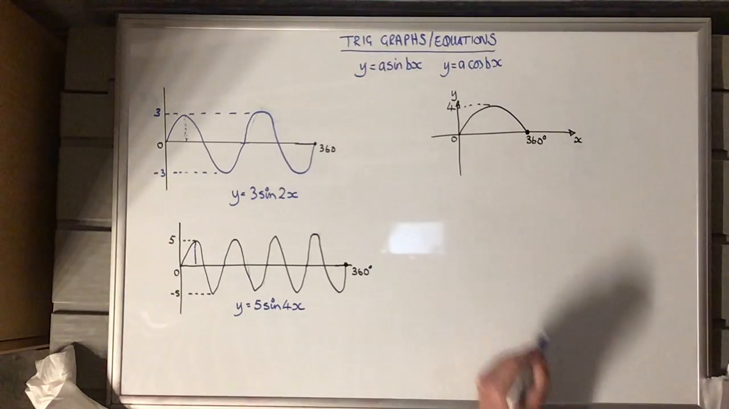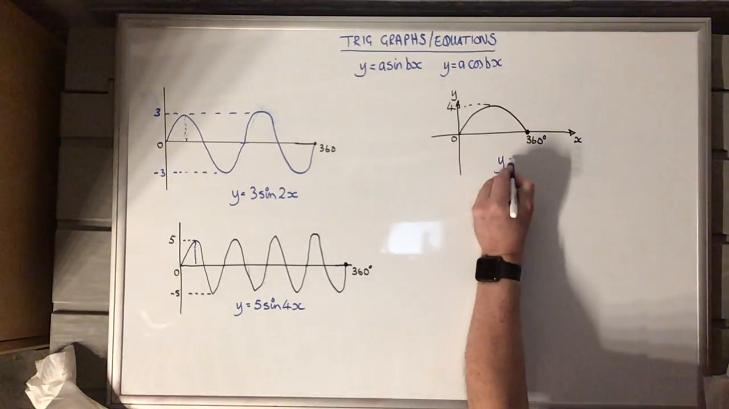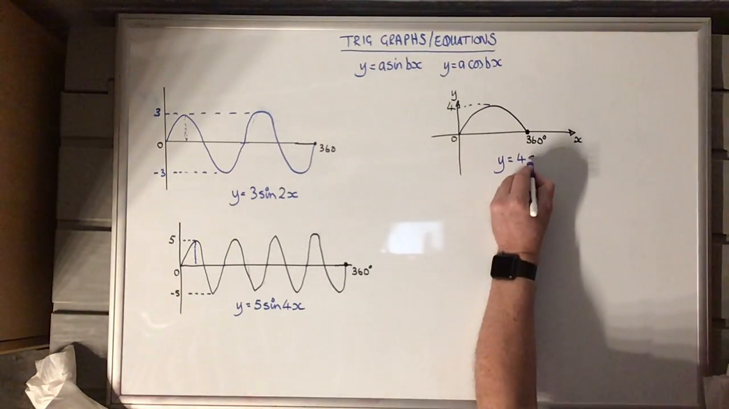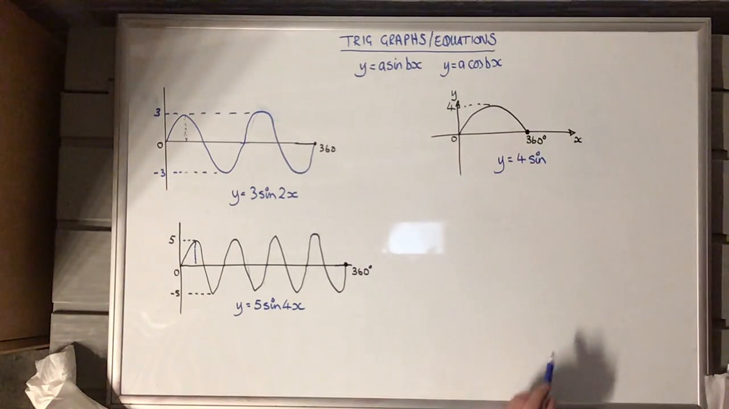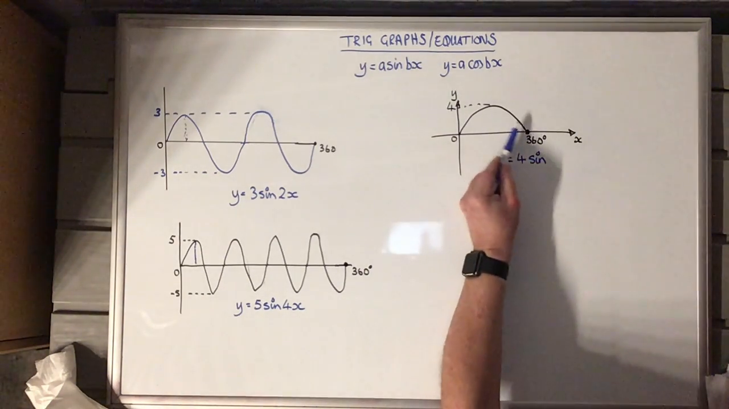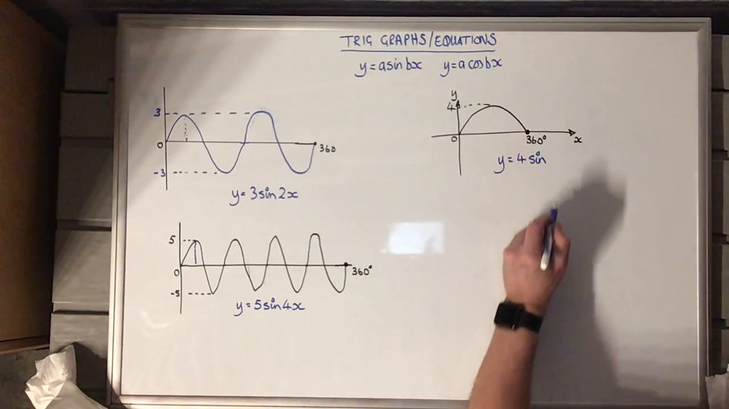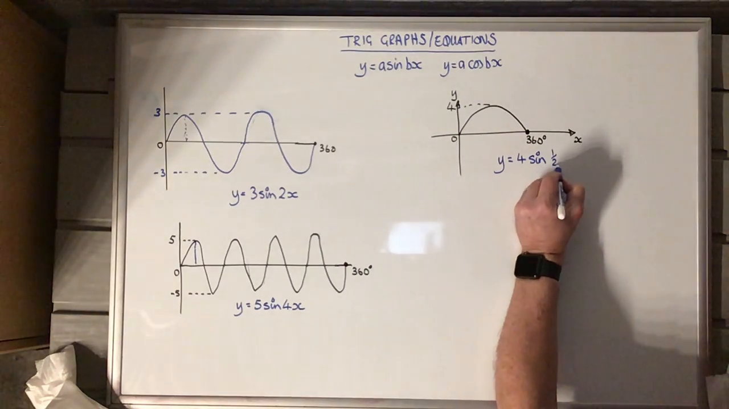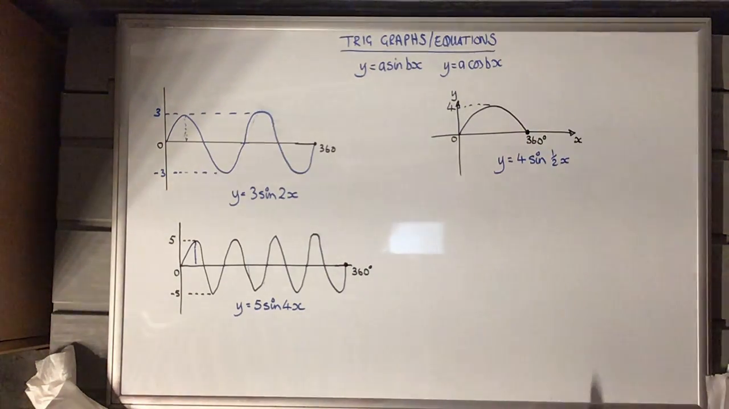Well, let's look at it. Maximum value is 4, so that's going to be 4 sine. Now the number of cycles this time, we don't even have one full cycle in 360, we only have half a cycle, so that would be sine a half x, and that's your equation.